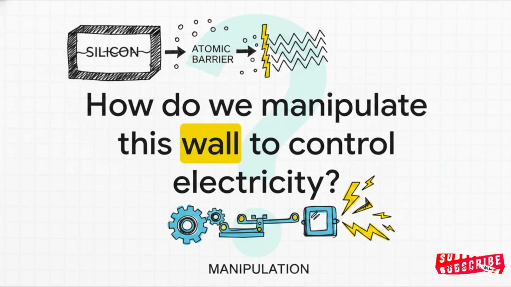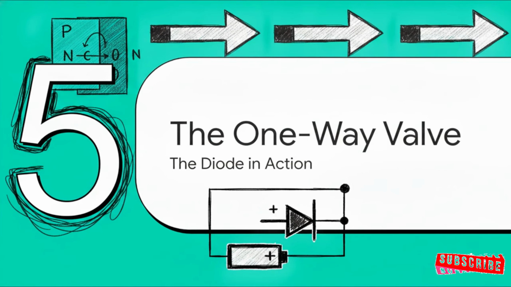So here we are. We have a stationary piece of silicon with a microscopic atomic barrier right in the middle. I mean, it's fascinating for sure, but as it sits there, it doesn't really do much. So the million-dollar question is, how on earth do we manipulate this stationary wall to actively control electricity? That brings us to Section 5, the one-way valve.